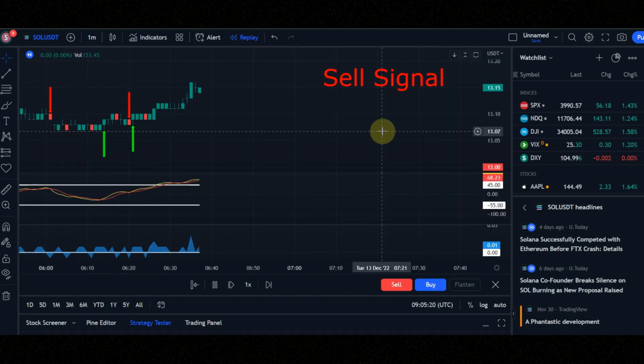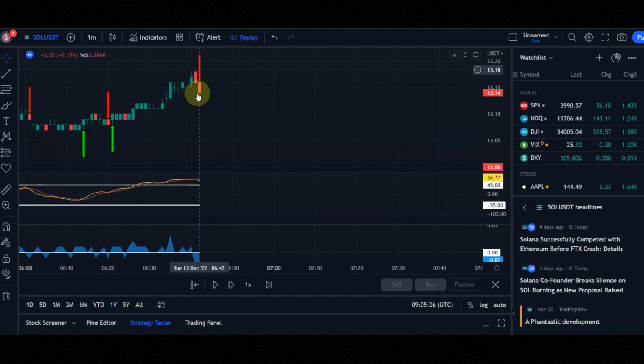Now let's check the conditions of the sell signal together. Condition number 1, when you see red arrow, check the histogram must be below the average. Condition number 2, both yellow and red line must be above the white line and yellow line must cross the red line to down. Now let's see the result together.